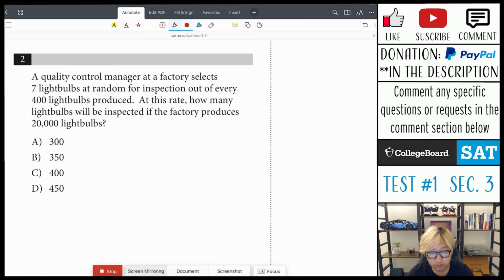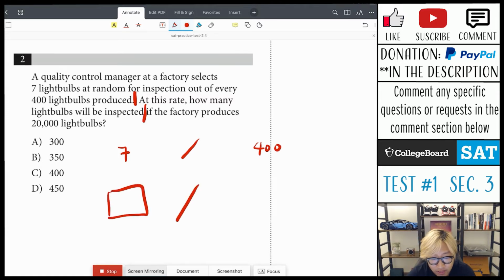Should be C. Number 2, a quality control manager at a factory selects 7 light bulbs at random for inspection out of every 400 light bulbs produced. So 7 gets checked out of 400. At this rate, how many light bulbs should be inspected if the factory produces 20,000 light bulbs?